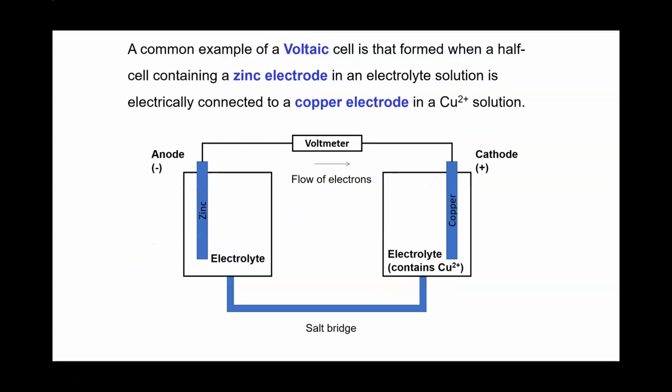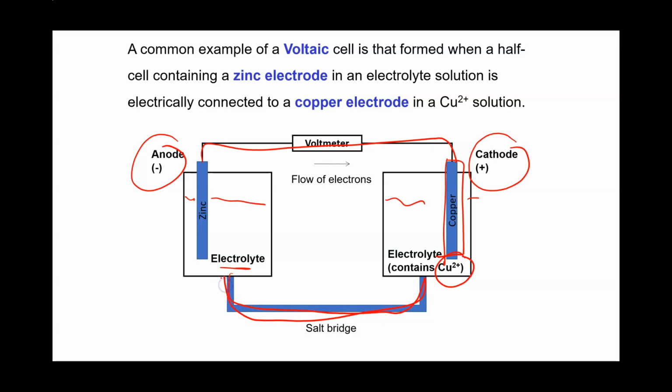Alright, so a classic example of a voltaic cell is the copper-zinc cell. What we have in this cell is an anode compartment comprised of a piece of zinc, which is an active electrode, immersed in an electrically conducting solution called the electrolyte. That is connected via a wire to the cathode compartment, where we have a copper cathode immersed in an electrolyte solution that contains copper 2+ ions. And to complete the circuit, we have a salt bridge linking the two compartments.